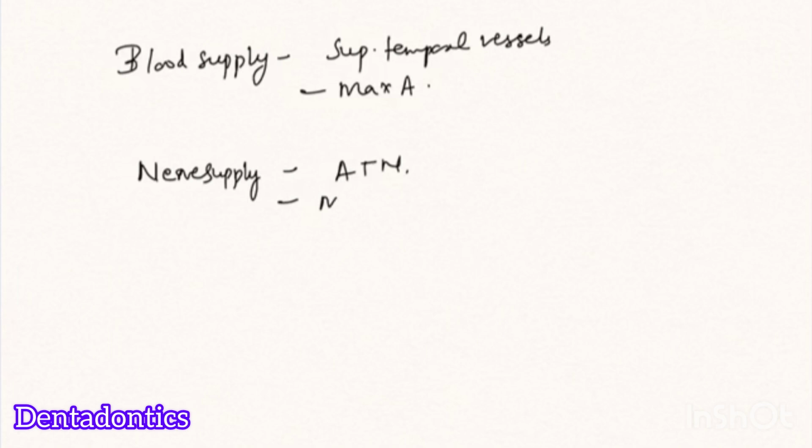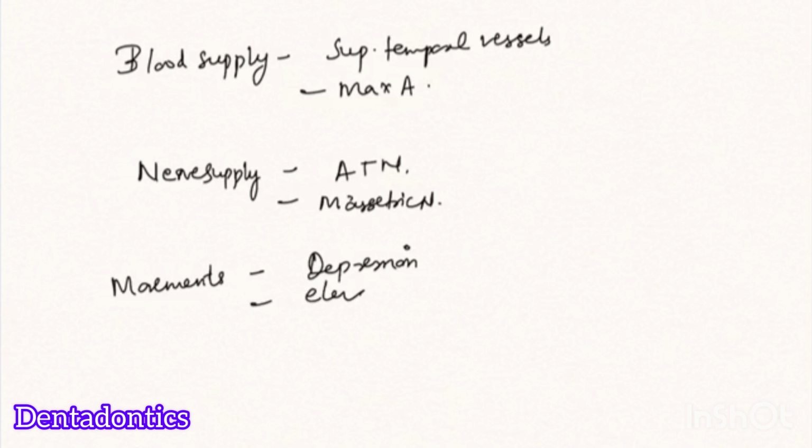Then coming to the different movements of TMJ. TMJ helps in the depression of the mandible, elevation of the mandible, protrusion of the mandible, retrusion of the mandible and the lateral movements. These all are the movements of the TMJ and different ligaments are responsible for this.